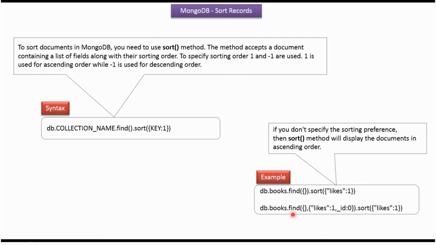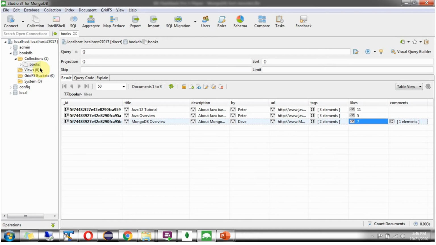And here you can see one more example with projection. Here you can see the books collection. It has 3 documents, and it has a likes field. Based on the likes field, we will see how to arrange the documents in ascending order, and how to arrange the documents in descending order.